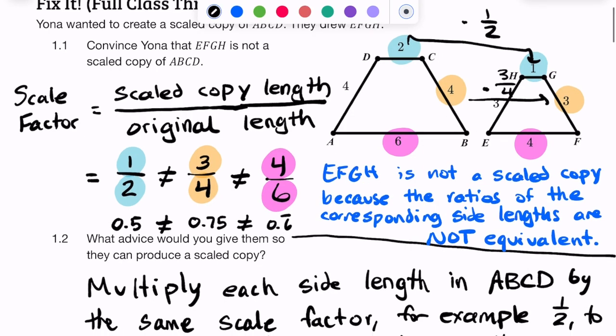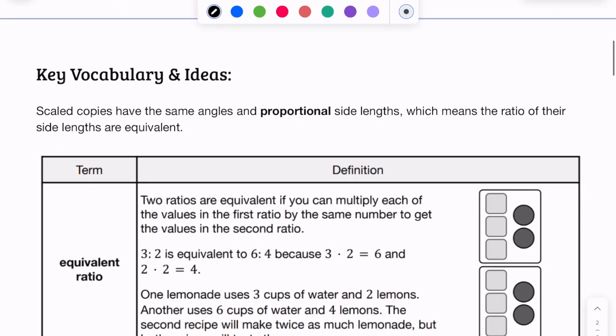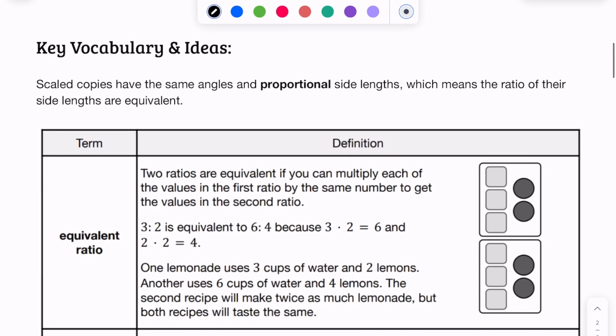Awesome. Okay, so keep going on. Here we have some key vocabulary. So I just listed the 4 main vocabulary words of this section of the unit that you want to make sure you know. So scaled copies have the same angles. So that's important when they have the same shape. It's like because they have the same angle. Okay, because they have the same angle.